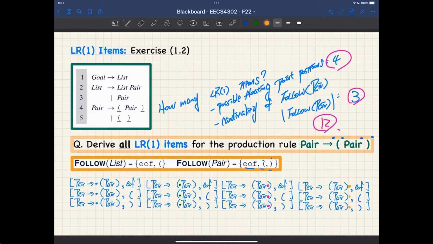So the idea would be when you try to construct a table for action and goto, you will have to understand the underlying fundamental ideas. That's why we want to cover this first before we get to Thursday's lecture. All right? And some exercises for you, and then we are done.